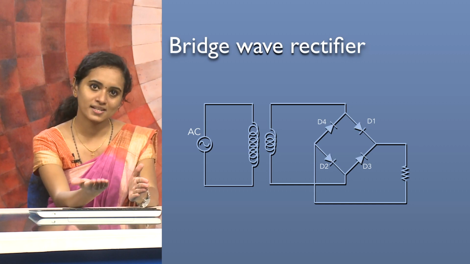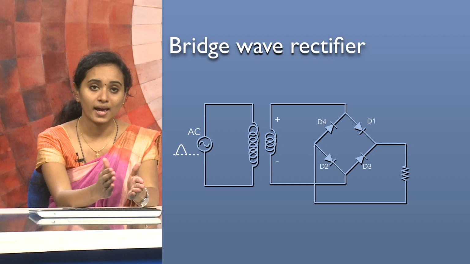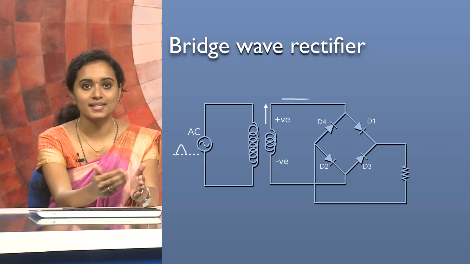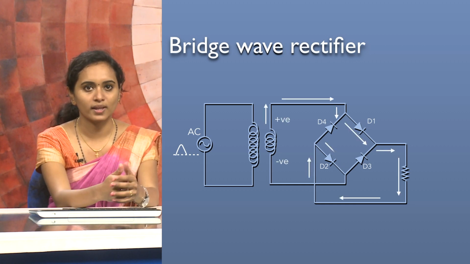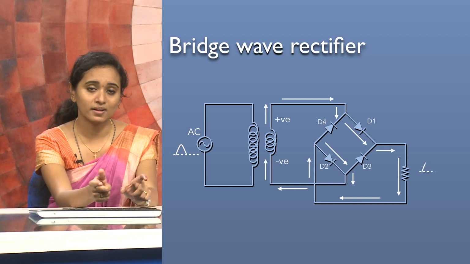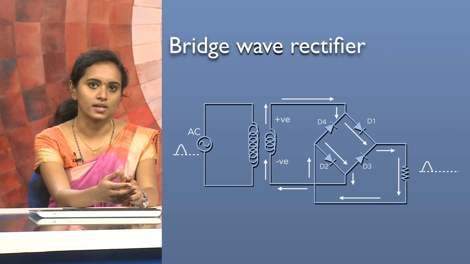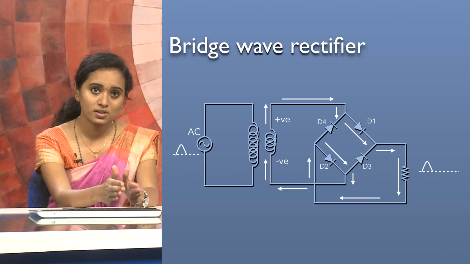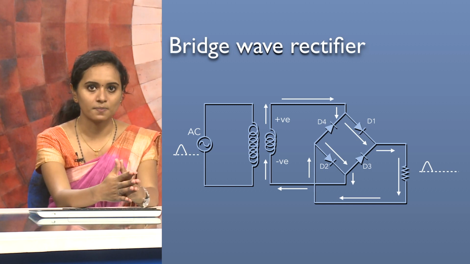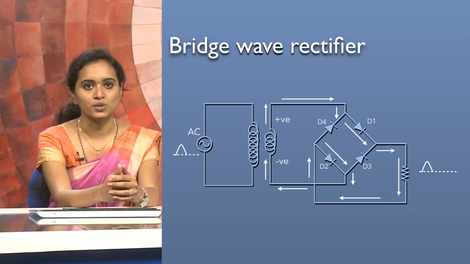When the input cycle is positive, diodes D1 and D2 are forward biased and conduct current in the direction shown with the arrow. A voltage is developed across the load resistor that looks like the positive half cycle of the input cycle. During this time, the diodes D3 and D4 are reverse biased and act like an open switch.